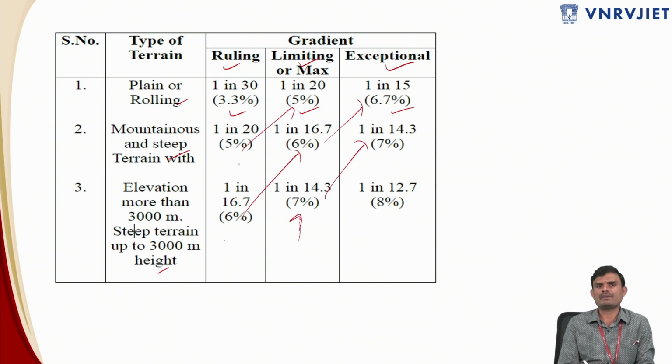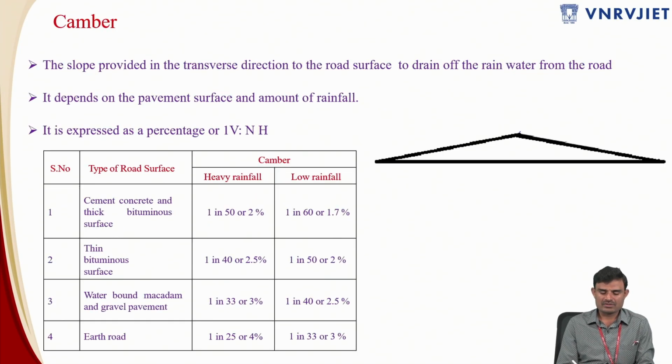So you have 3.3% for plain and rolling terrain, followed by 5, 6, and again this 5 will be shifted over here, 5, 6, 7, and followed by 6, 7, 8. So these are the values, different types of gradients. And next to the last cross-section element, what you can see over here is nothing but the camber. Previously we have been looking at gradient, which is nothing but the slope along the length of the road, which is going to be decided by the topographical features and not by the highway designer.